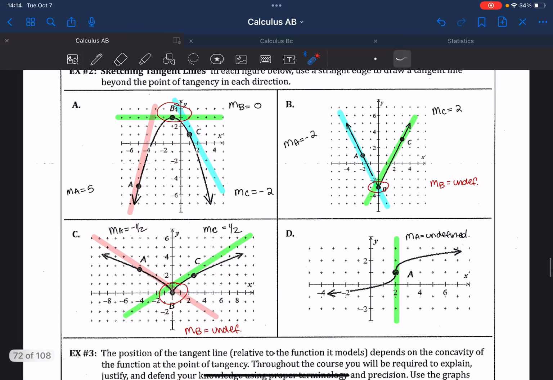A big thing to point out here is that at points where we have a sharp corner, or a cusp, or even a vertical line, all of those are points where the slope of the tangent line is undefined.